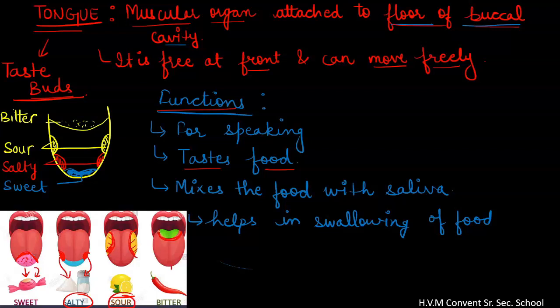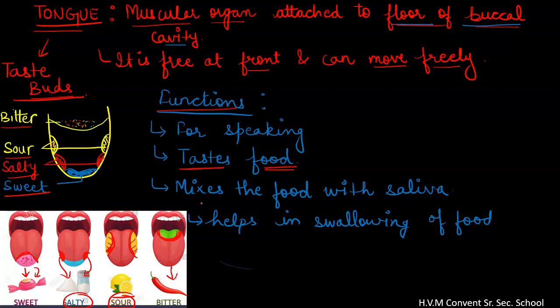And at the posterior end, almost at the end of the tongue, the taste buds for bitter food are present. So for bitter food, the taste buds are present at the back. Here are the taste buds for bitter food, and here the taste buds for sour food, followed by salty food, and at the tip we have the taste buds for sweet food, right? So these are the different types of taste buds present on our tongue that help us in the tasting of food.